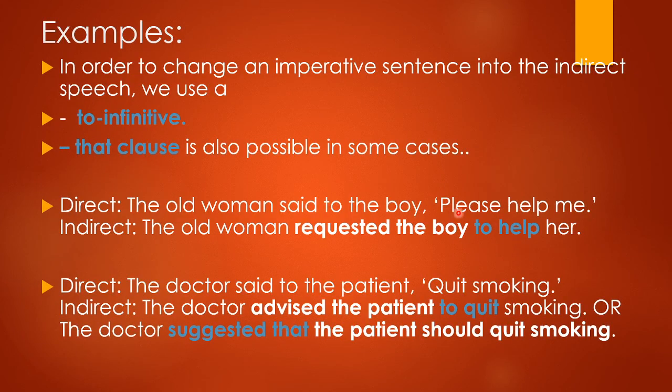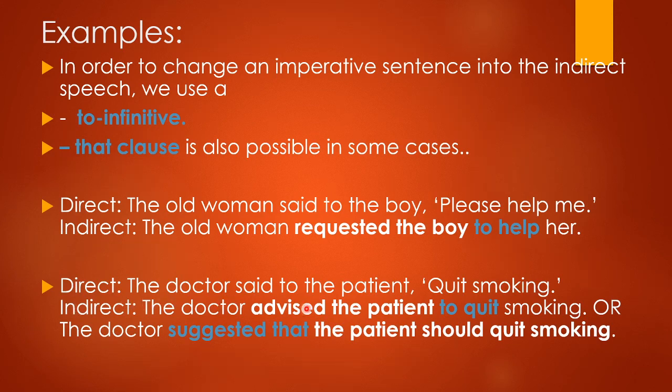Now examples. In order to change an imperative sentence into indirect speech, as I've given one example, the to infinitive form is used, and then the that clause is also used in some cases. For example, the woman said to the boy, "Please help me." So the indirect form will become, the woman requested the boy to help her. So again here, the to help form has been added. This is again an infinitive form.